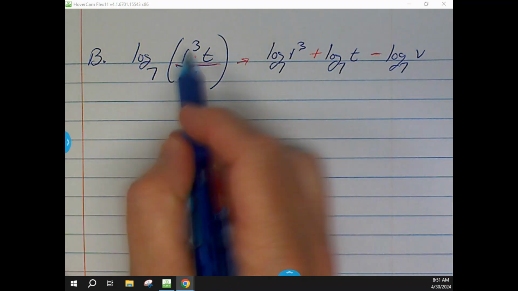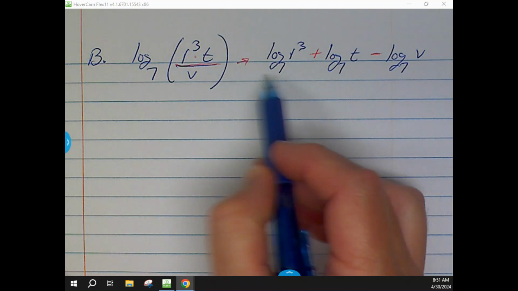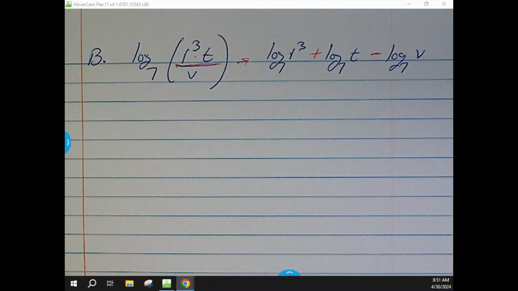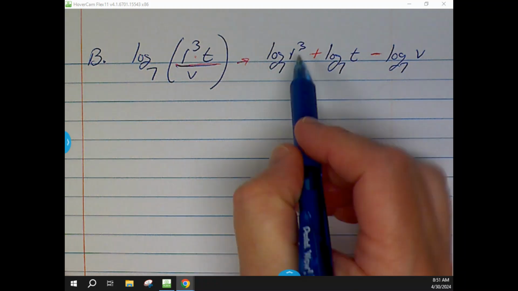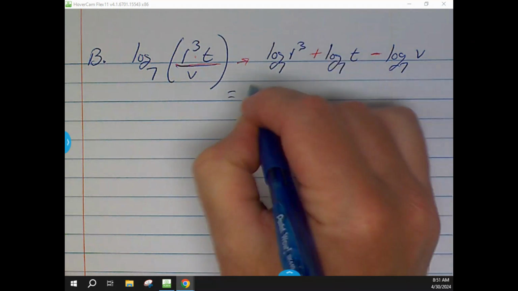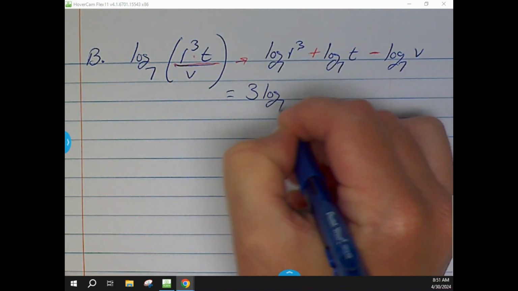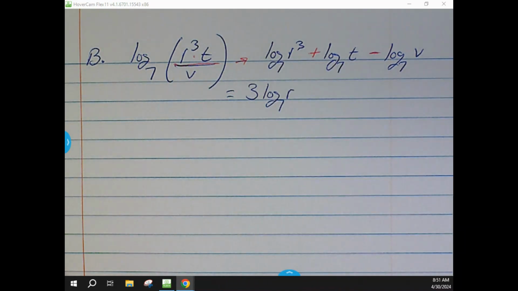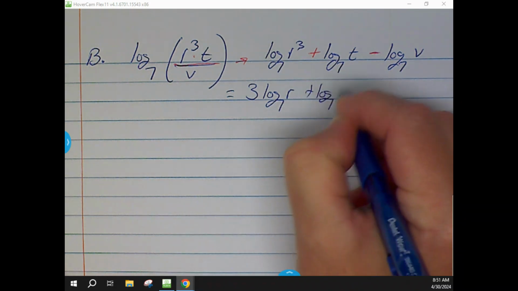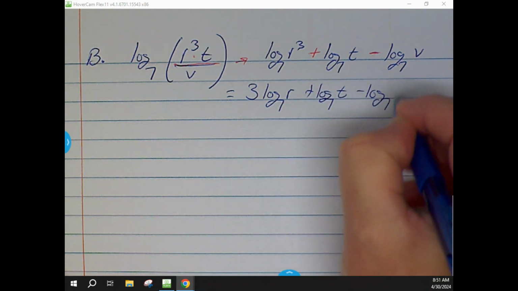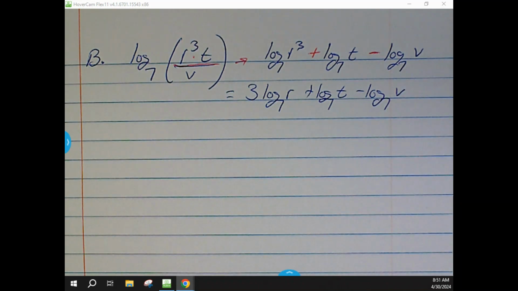Again, the one thing that's always the same for any of these expansions that you do, whatever the base is here, it will stay the same as you move through everything. Okay, and then one last thing you can do, where you've got the power here with the 3, then you can take that 3 from up top, bring it out front, and make it 3 times log of r, and then everything else behind it will just stay the same. All right, seems like it's pretty straightforward.